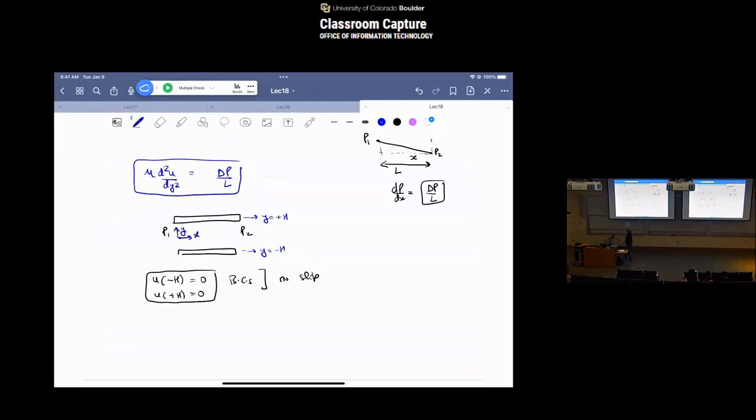Any questions on the governing equation and boundary conditions? Anything that's confusing or want clarification? Let's take a moment to see this equation. Any questions? So does anybody want to suggest any other boundary conditions?